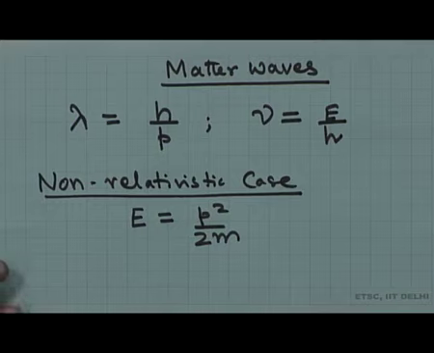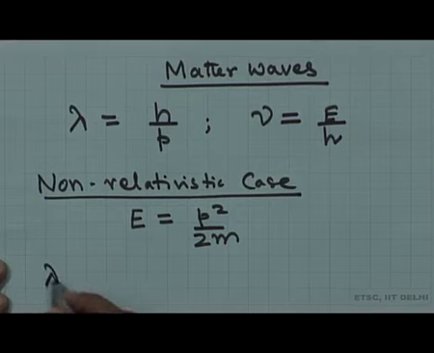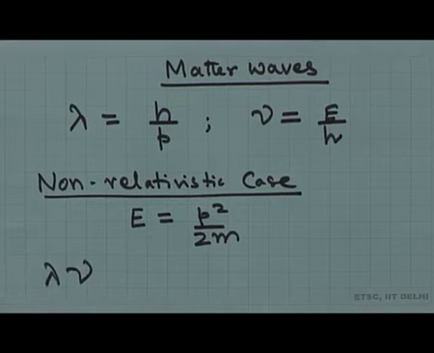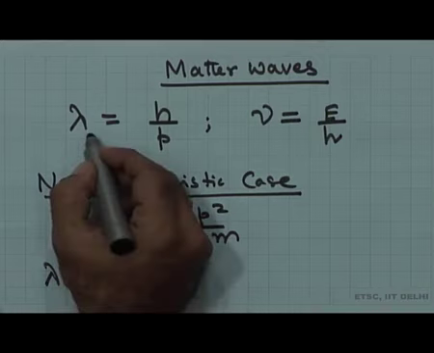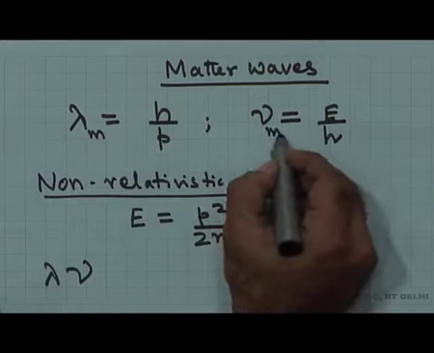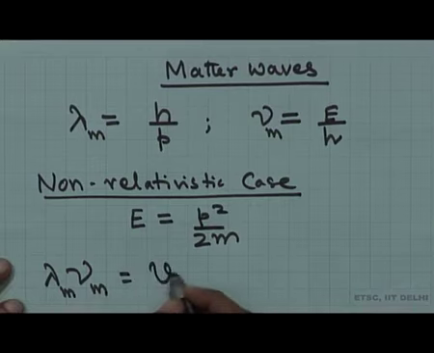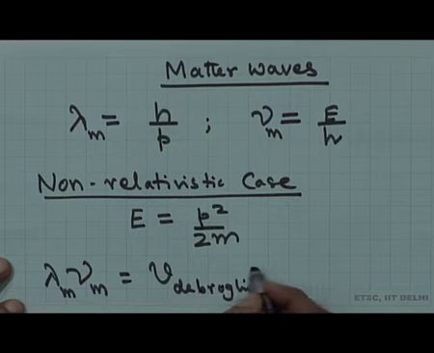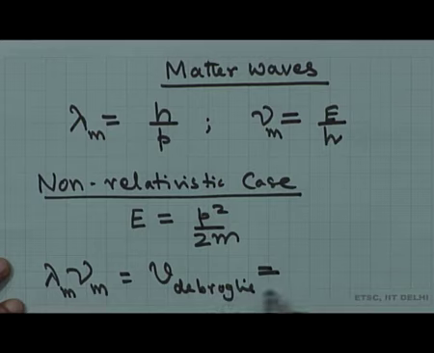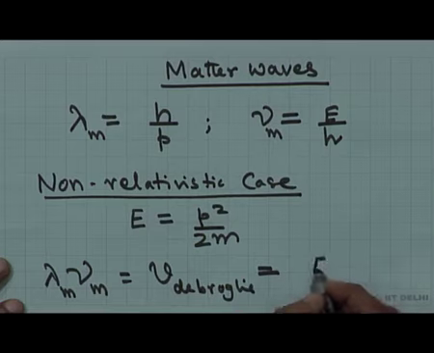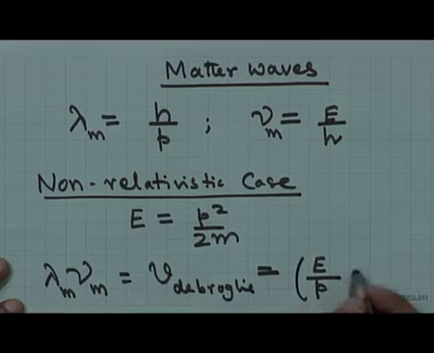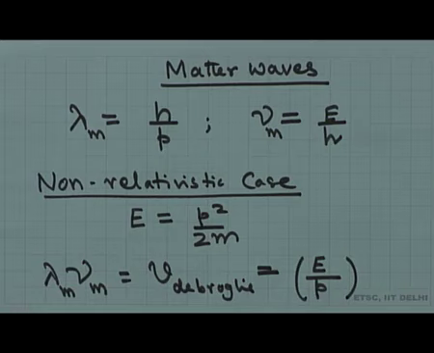So I can play a game. What I can do is I can multiply lambda into nu. That would be the speed with which the wave would move. So this is the matter wave, this is the matter frequency. I am assigning this m. So I am going to write lambda_m nu_m, and this would be the velocity of the de Broglie wave. And what is this quantity? This quantity is nothing but, h will cancel, E by p.